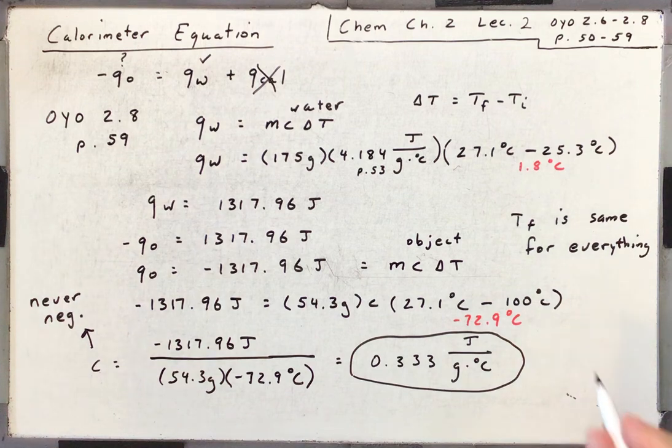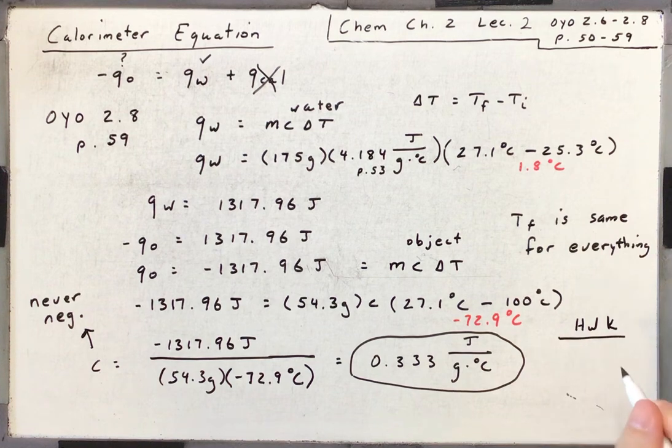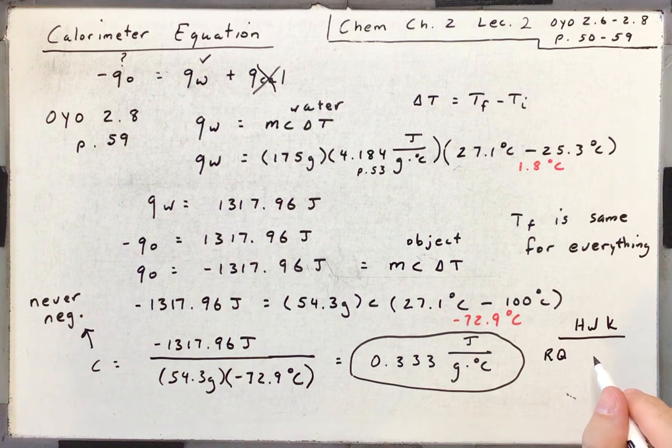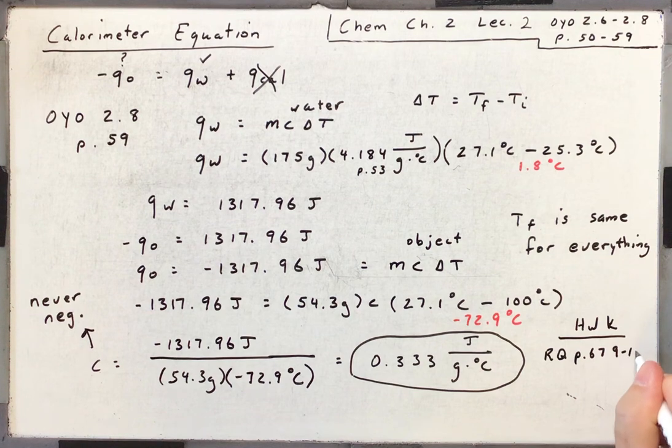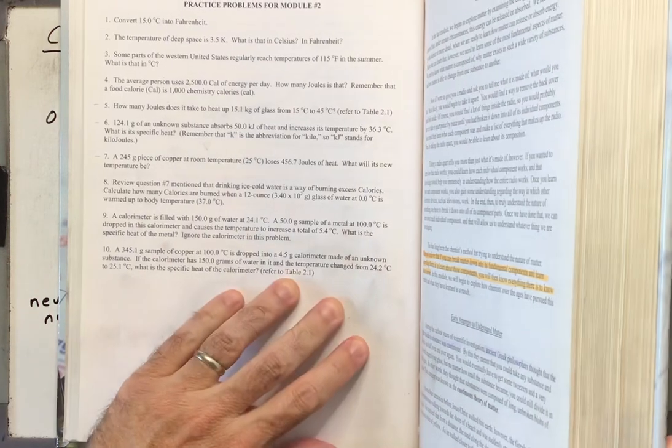Okay, so for the homework, you don't actually have a calorimeter problem in it. I just wanted you to get used to calorimetry. The homework would be the review questions, page 67, 9 and 10, and practice problems, page 68. You can do 5 through 8. Now let's look at those practice problems, see if you need a hint or two on them. All right, let's take a look at these real quick, so hopefully you can see that.